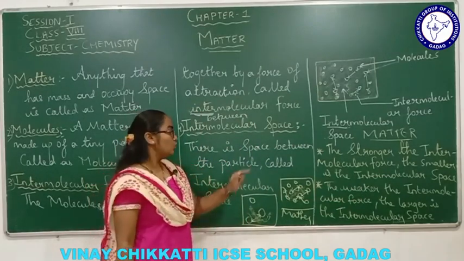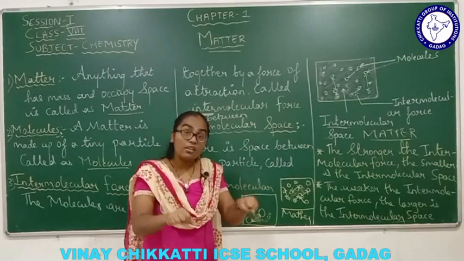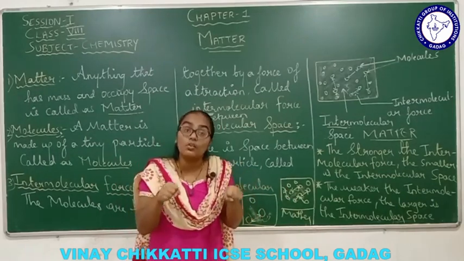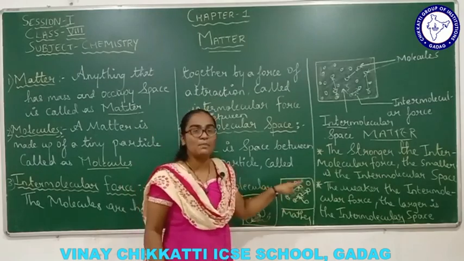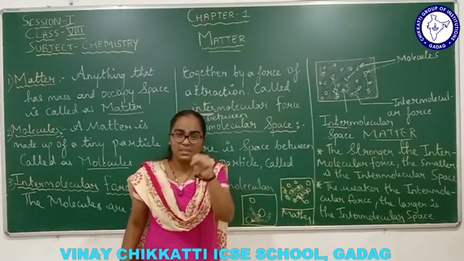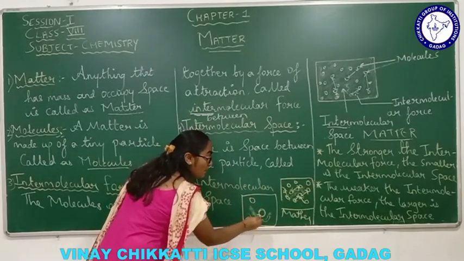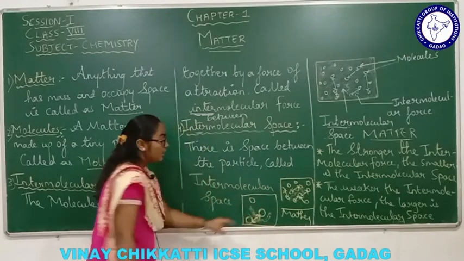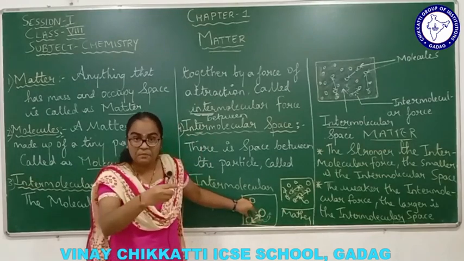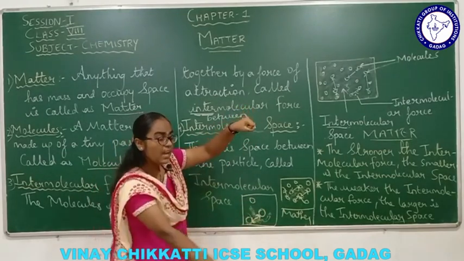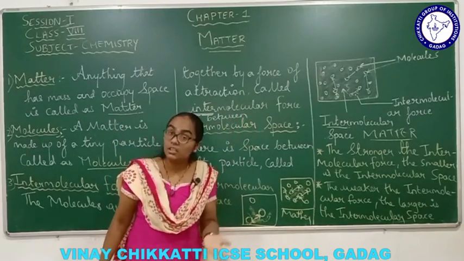So the first one says that when the molecules are held together with a stronger force, there will be less intermolecular space. Otherwise, if the molecules are far apart from each other, they will possess a weak force. If one molecule is here and another molecule is here, they will have a weaker intermolecular force.